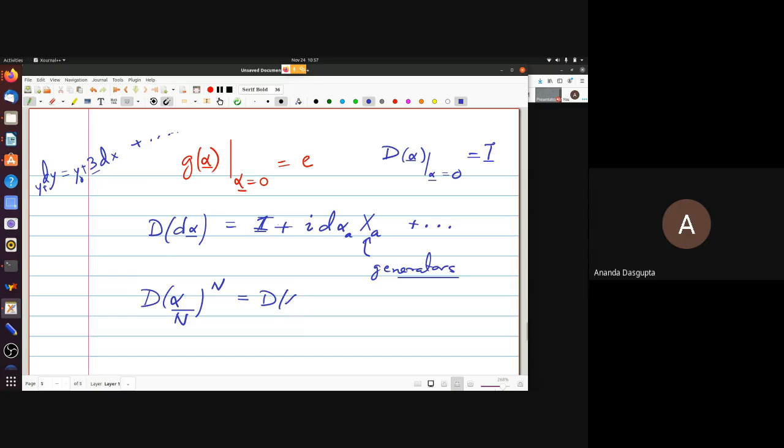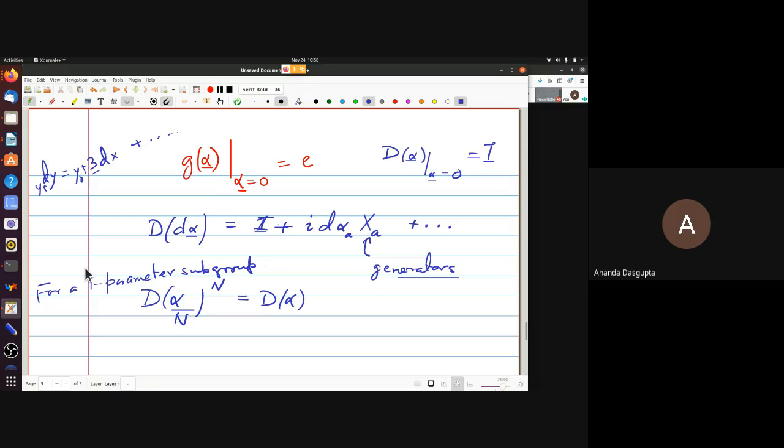This must be d alpha for... but this is the critical part in our argument, that you can always find one parameter subgroups.